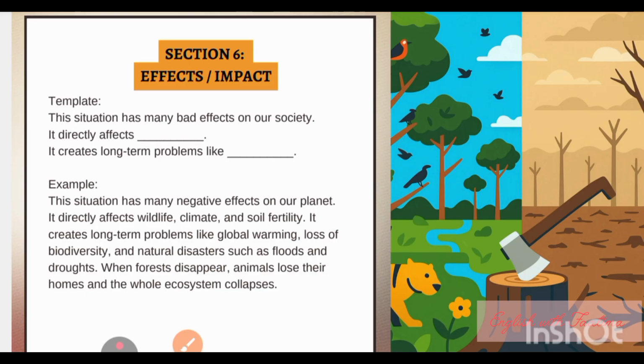Drought means khushk sali, a long period of time with no rain or little rain. जब बहुत अरसा पानी या बारिश नहीं होती है तो वहाँ खुश्क साली हो जाती है, पानी की कमी हो जाती है. That is called drought. When forests disappear, animals lose their homes and the whole ecosystem collapses.